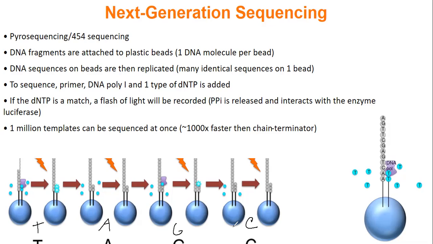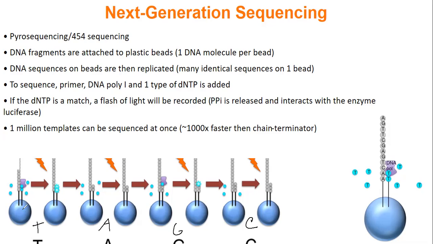Once the DNA is broken apart, you attach it to plastic beads. And it's on these plastic beads that we are going to try and read the sequence. To do that, let's start at our picture on the bottom left here.